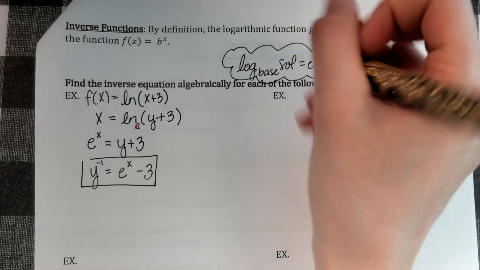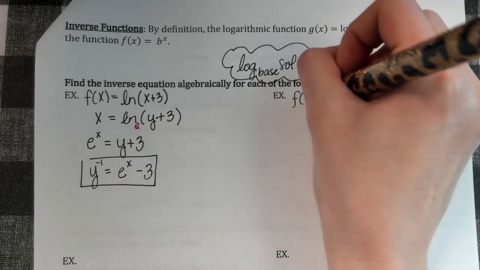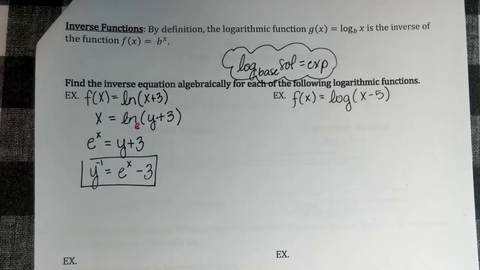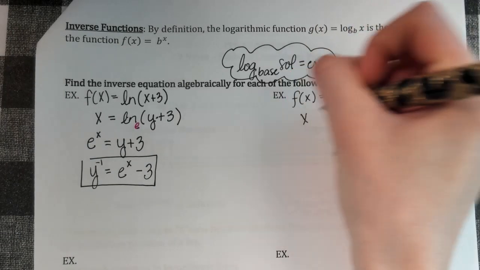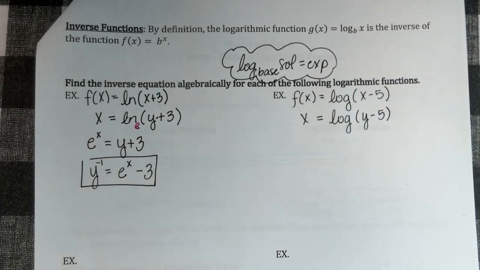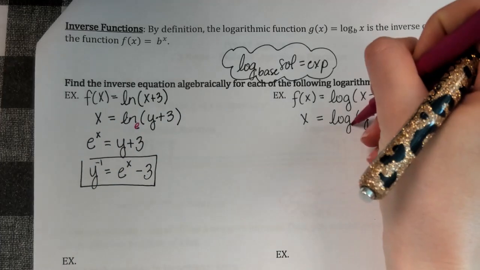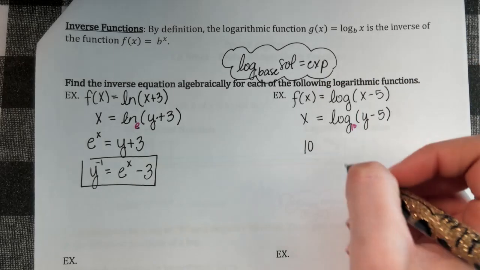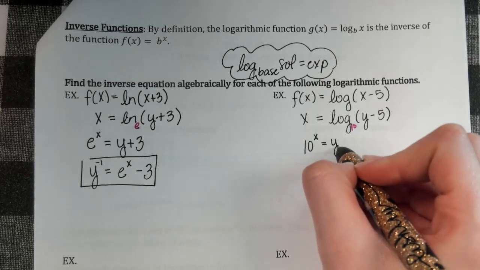Okay? So our next example, I have f of x equals log of x minus 5. So my first step, switch your x and y's. x equals log of y minus 5. Then I need to rewrite it in exponential form. What's my base? 10. Understood to be 10. So I rewrite it 10 to the what power? Equals, good.